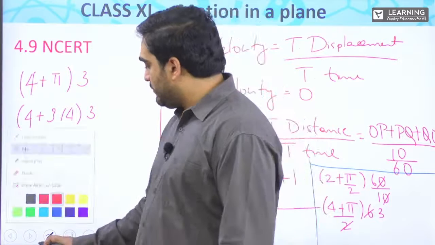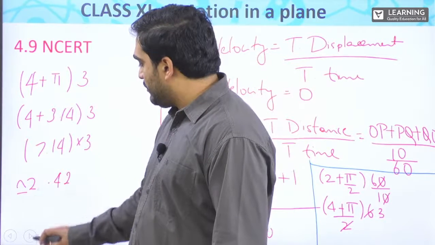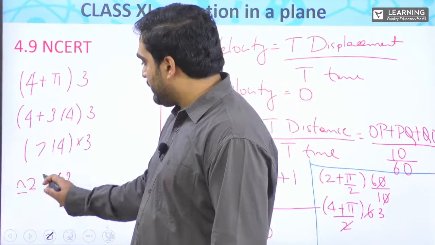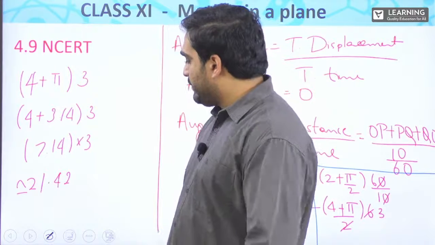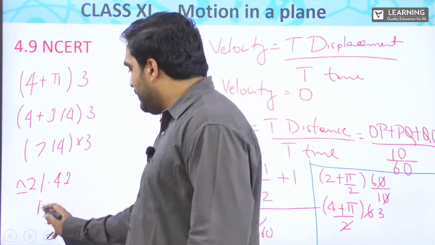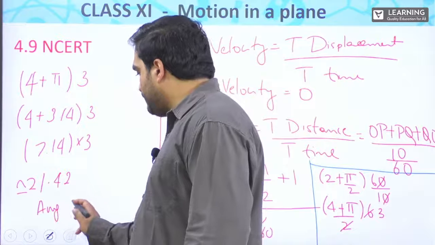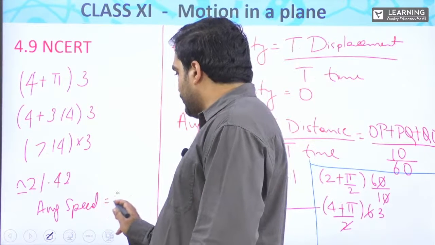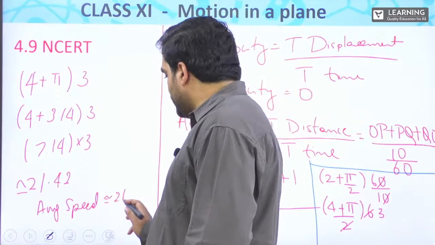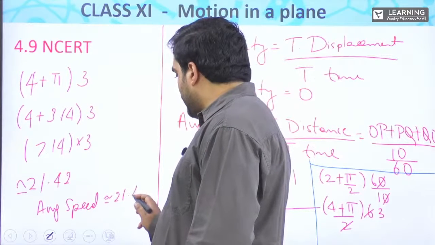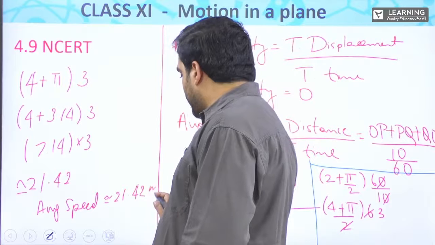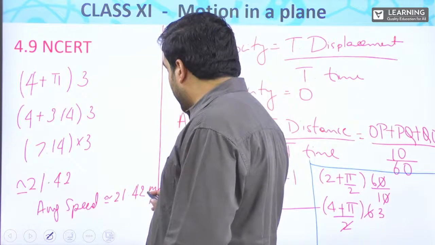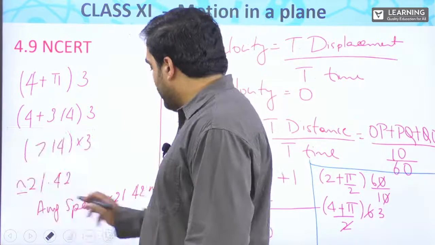21, sorry. What am I writing? 21. Okay, so average speed is equal to 21, approximated to 21.42 kilometer per hour. Oh no, kilometer per hour, not meter per second.